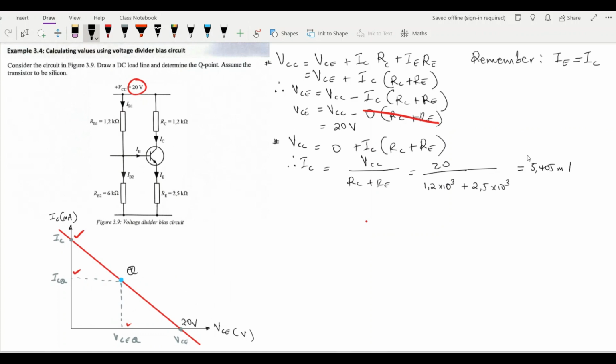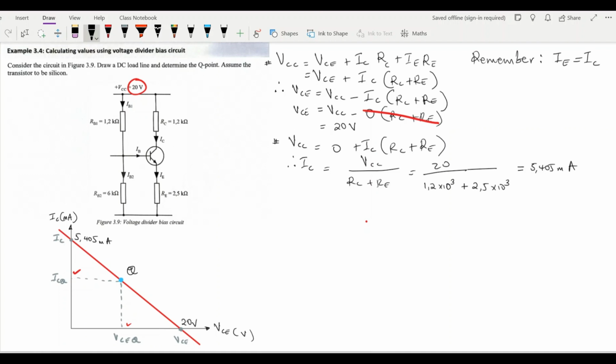5.405 milliamperes. Now, this is the value of the current here. Now, we've already identified the IC and the VCC. VCE. So we need to find ICQ and VCEQ. Can you see that?